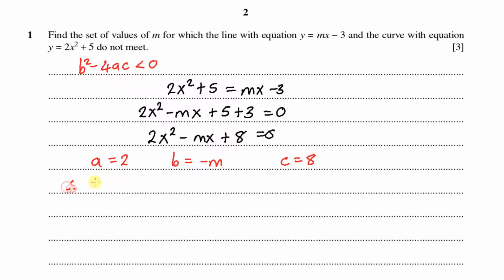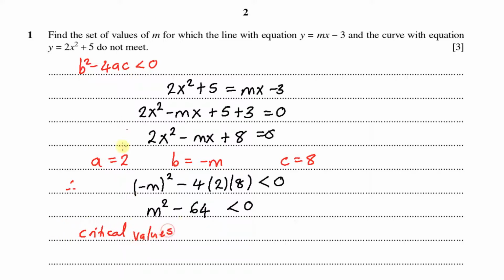And therefore, for b squared minus 4ac, we are going to say minus m squared minus 4 of 2 and 8. And since the curve and the line do not meet, this has to be less than 0. So that's m squared minus 4 times 2, that's minus 8, and 8 times 8 is 64. So we have a 64 here, and it's all less than 0. Now for the critical values, we can equate m squared minus 64 to 0.